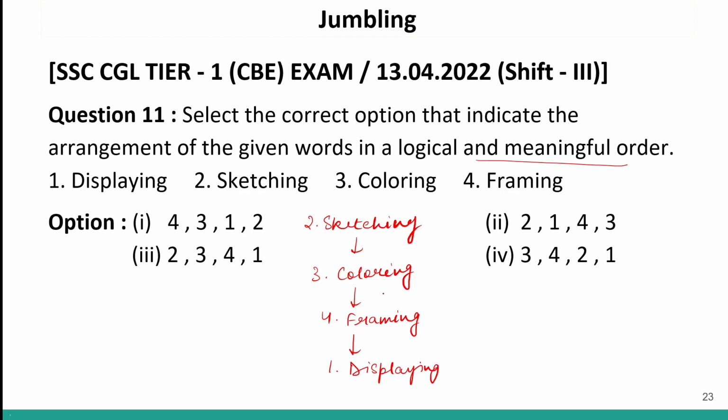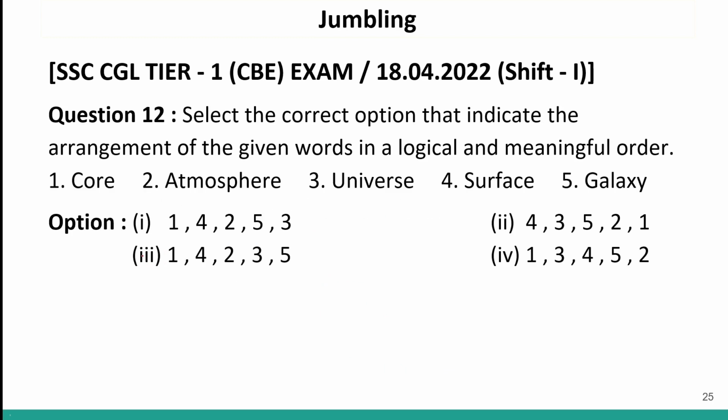So the correct order will be 2, 3, 4, 1, which is option number 3. So option number 3 will be your correct answer. Okay. Now, question number 12. Again, we have to arrange it in logical and meaningful order. So core, atmosphere, universe, surface, and galaxy.